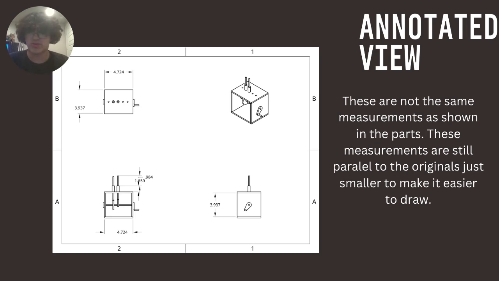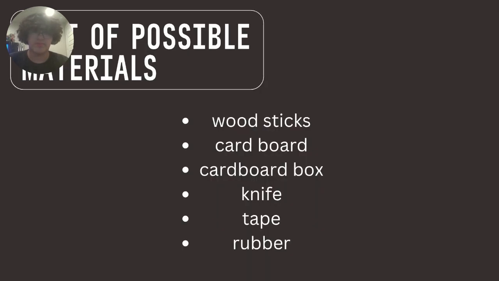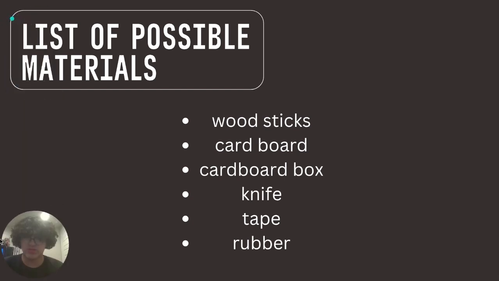The measurements shown here are not the measurements I went with. They're not the measurements that are on the sketches. These are just a dumbed down version of the measurements, so that I didn't have to draw such a big shape. Here are some possible materials that I could be using.